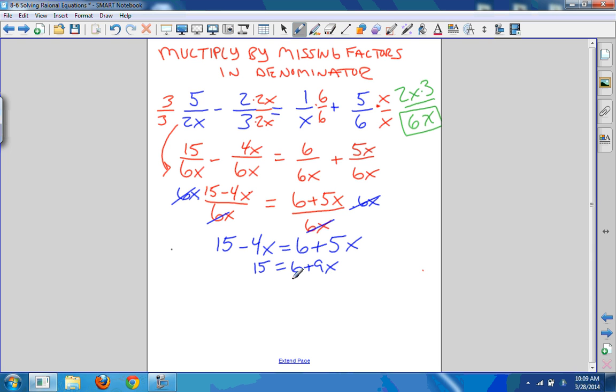Then if I subtract 6 from both sides, I get 9 equals 9x. And I can divide both sides by 9, and I get x is equal to 1. I could take that x equals 1 and plug it in to all of my different x's to check it out, but I'll leave that for you guys.